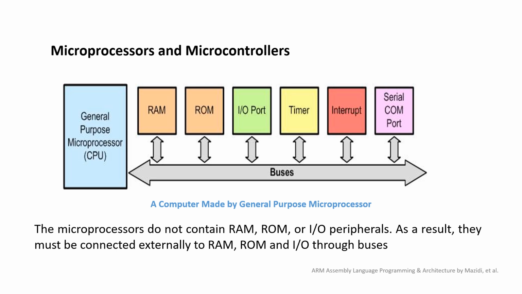First, we have to learn what microprocessors and microcontrollers are, right? As you can see in the diagram, this is a diagram of a general purpose microprocessor, where you can see the CPU on the left hand side, followed by the RAM, ROM, IO port or input output port, timer, interrupt, and serial communication ports, right? And they're all connected to each other through a bus, right?